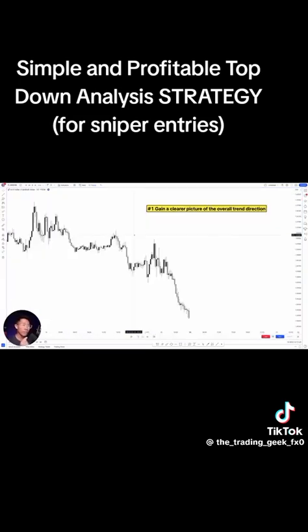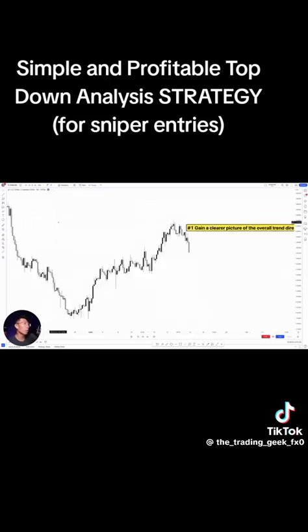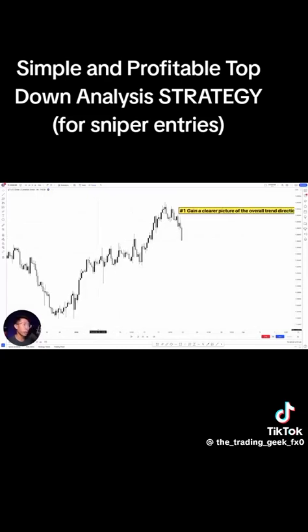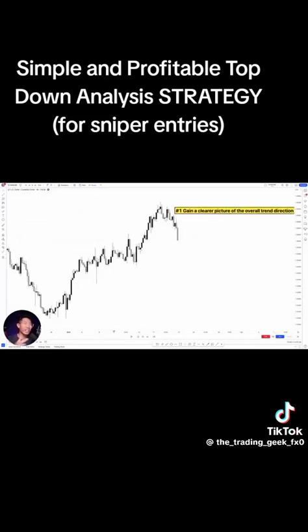And if you still don't understand the importance of top-down analysis, let me give you 3 more reasons. The first reason is that you want to gain a clearer picture of the overall trend direction. In this case, we are on the 15-minute time frame, and you can see price is in a downtrend, right? So you should be looking for sell, right? Wrong, because if you go up to the higher time frame, the 4-hour time frame, or even the daily time frame, you will see that price is actually in an uptrend. The overall trend is an uptrend.